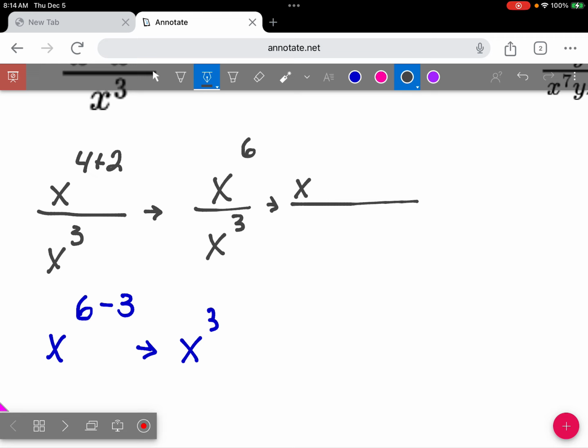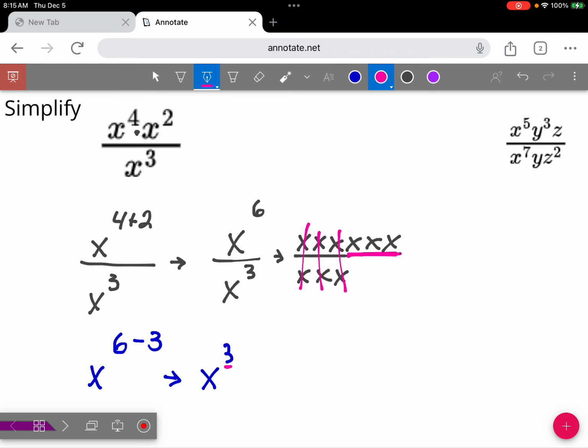So x times x times x times x times x times x. 6 of them, right? Over 1, 2, 3 of them. That one cancels out. That one cancels out. That one cancels out. And I have 3 of them that are left over. That's where this 3 comes from. So that's what it's doing. It's canceling them out just without us having to write all of them out. So this fraction simplifies down to be x to the 3rd.